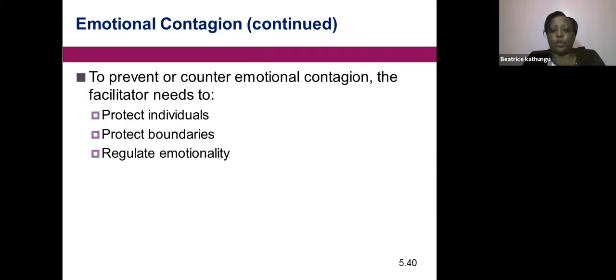So one of the ways to counter it or to prevent it: you need to protect the individuals, you need to protect boundaries, you need to regulate emotionality. Now, for example, it is not a must that people be coerced to share things that they don't feel comfortable sharing, or things that they feel if they start sharing, they will not be able to control their emotions within that space. So we can actually protect boundaries.